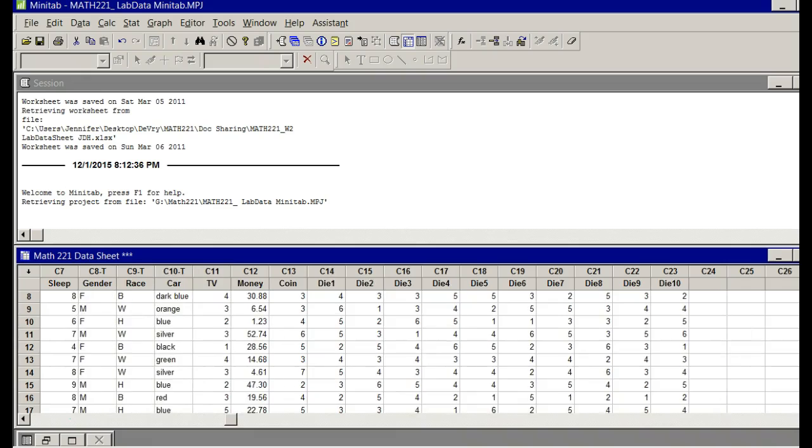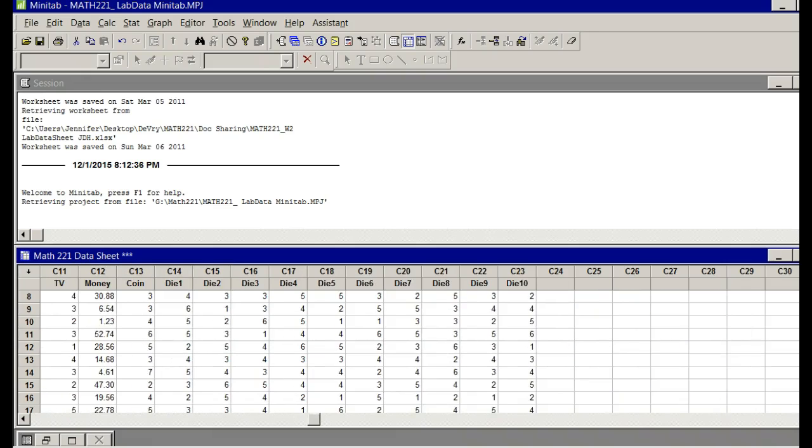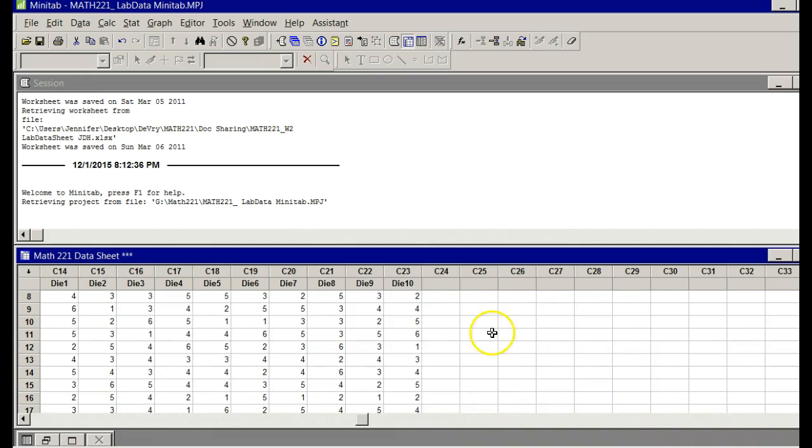I'm going to scroll over. What we have is each person rolled a 6-sided die. I'm using a 6-sided die here. They rolled it 10 times. Like the first person got a 4, a 3, a 3, a 5, a 5, a 3, a 2, a 5, a 3. They recorded their rolls.